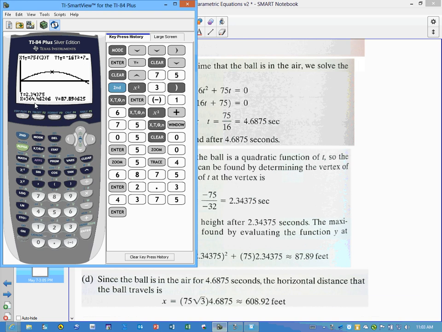And incidentally, although they didn't ask for it, that maximum height did occur at approximately 304 feet from where you hit it, which again should make sense with our symmetry, because that will be half of the 608 feet. So don't forget the symmetry that occurs in these parabolas. It can be good time savers.